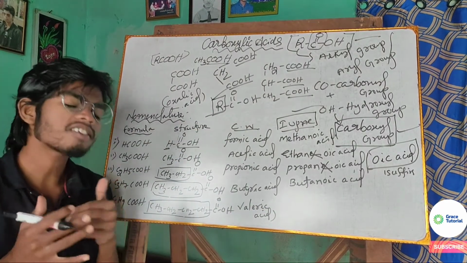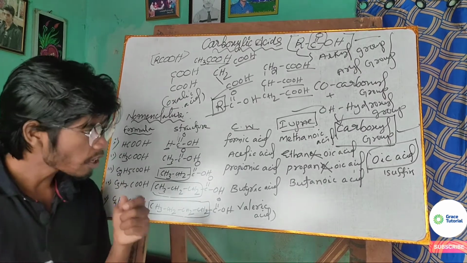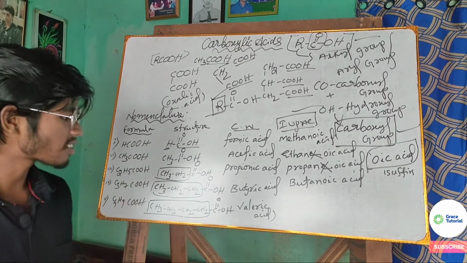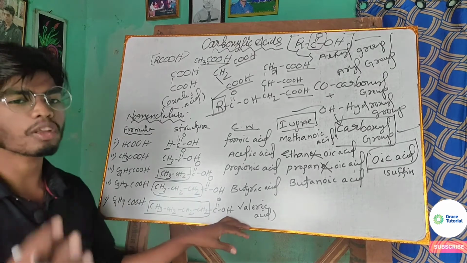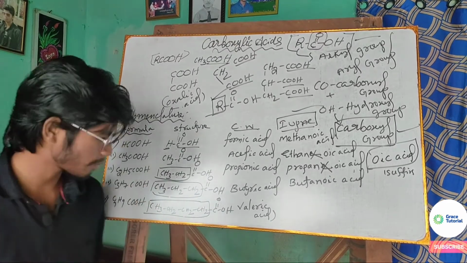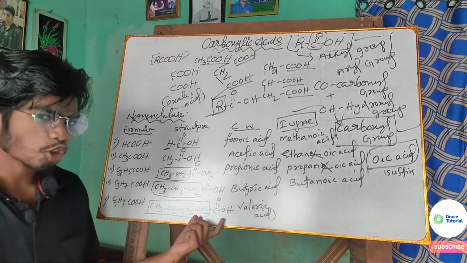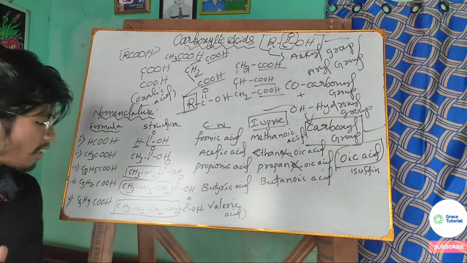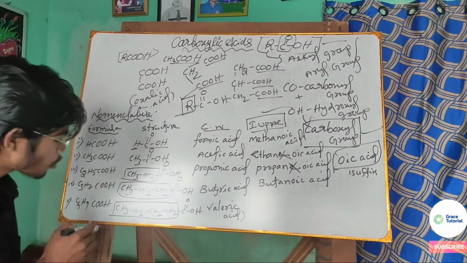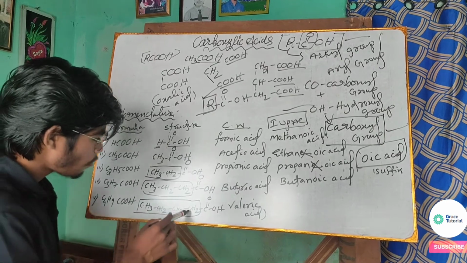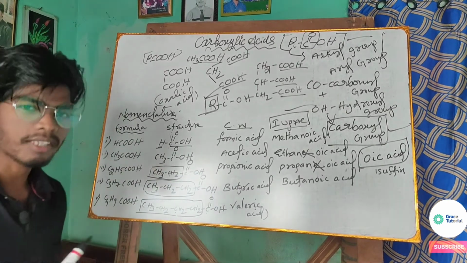But what is the IUPAC name of the compound? The IUPAC name of the compound is very simple to understand. The IUPAC name will be given on the basis of the number of carbon atoms. So now you recognize how many carbon atoms are there? You count 1, 2, 3, 4, 5. So 5 carbon atoms are there.